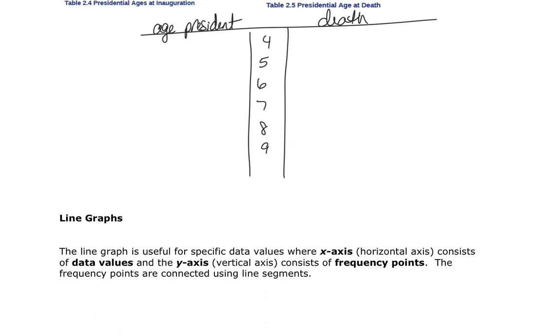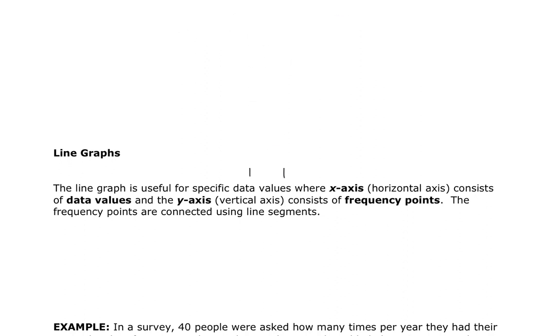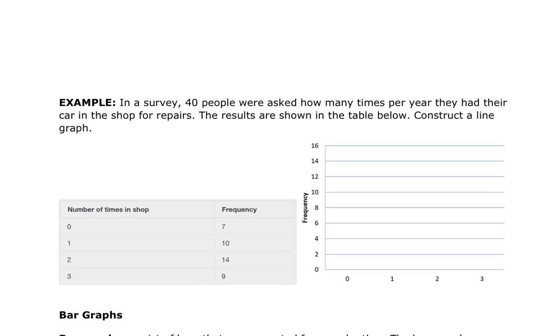Now, what's a line graph? Well, a line graph is where we've got an X and Y axis, and we display the X as being the specific values of the data, and the Y axis would be our frequency. So here's an example in which 40 people were asked how many times a year their car was in the shop for repairs. So I have to have a 0 here, because the number of times in the shop was 0. 7 people said that.